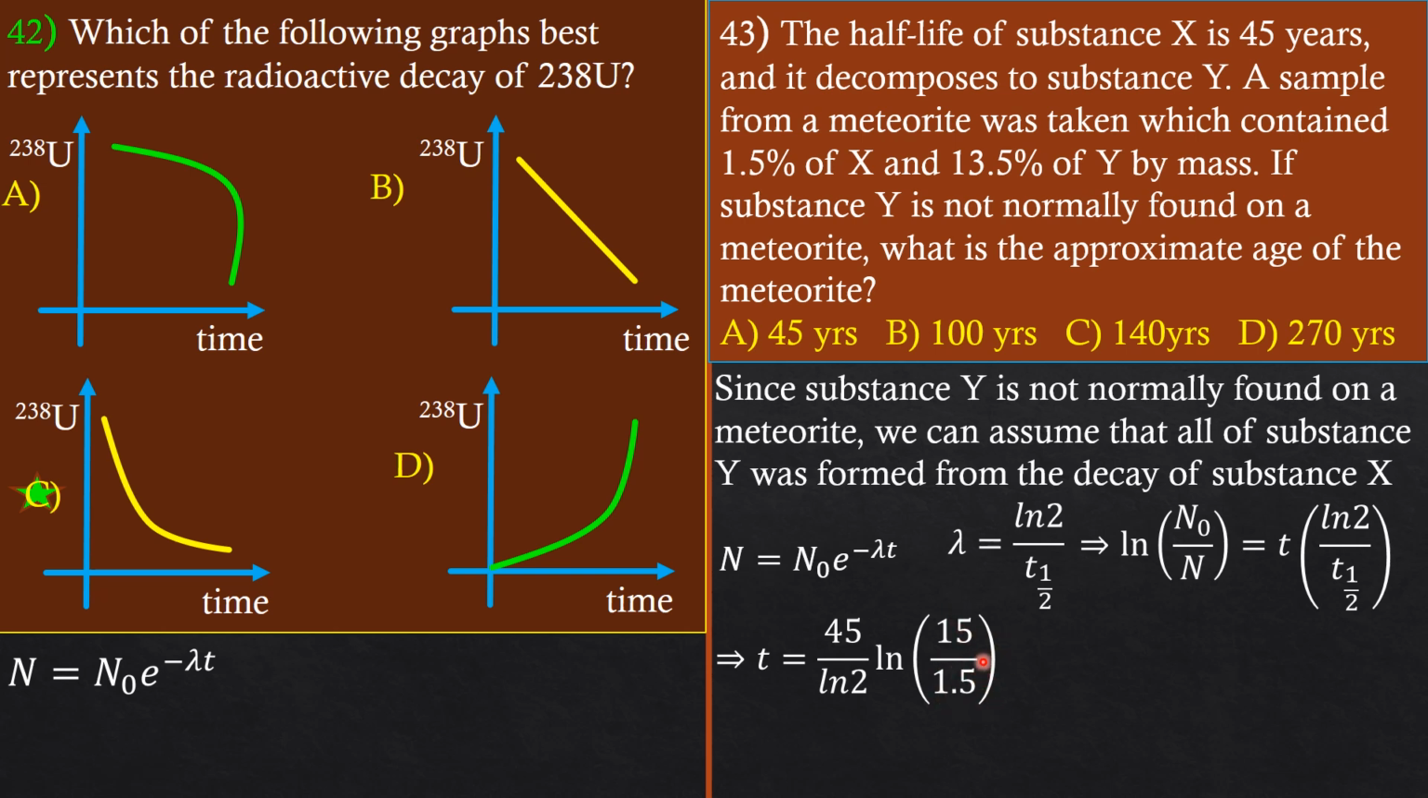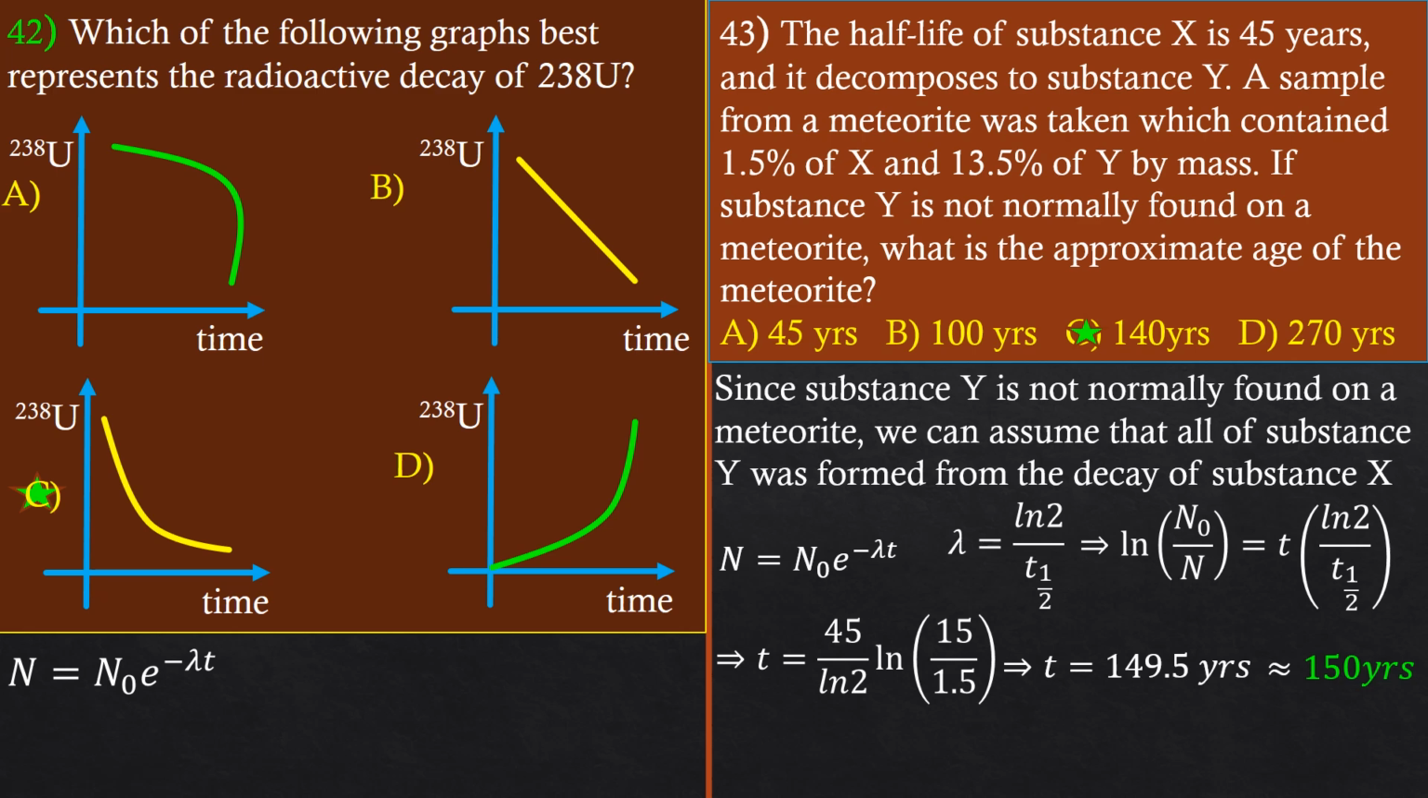Keep in mind that the final mass that is left is going to be the sum of the 1.5% and the 13.5%. So we are going to have 15 all over the initial, which is 1.5. Then our T1/2, which is the half-life, has to be 45 years. So everything is in place. Simplifying it, guys, we are going to have an answer of 149.5 years, which is about 150 years. So the closest answer is option C. Though it's not the exact answer, it's the closest.